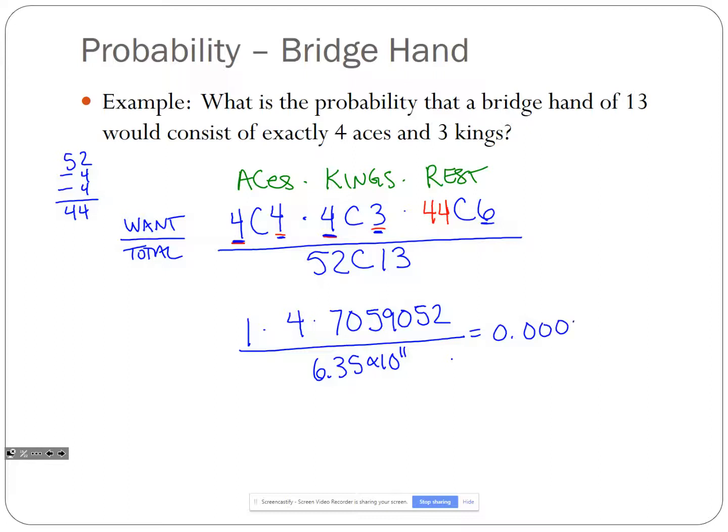In this case, you'd really have to look at MyLabs Plus and find out how they want you to answer that. There you go. So a pretty low probability that you're going to get all 4 aces and 3 kings in a bridge hand. I would not put your money on that.